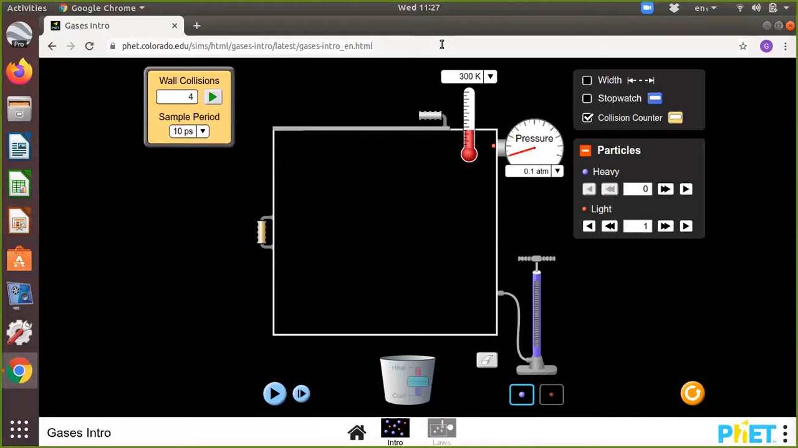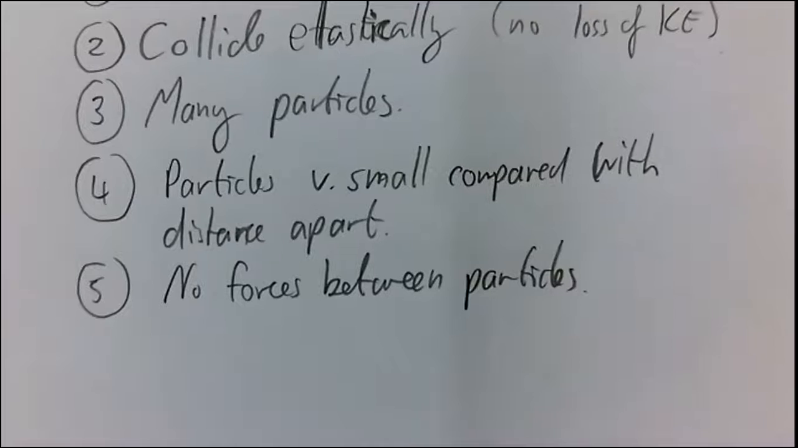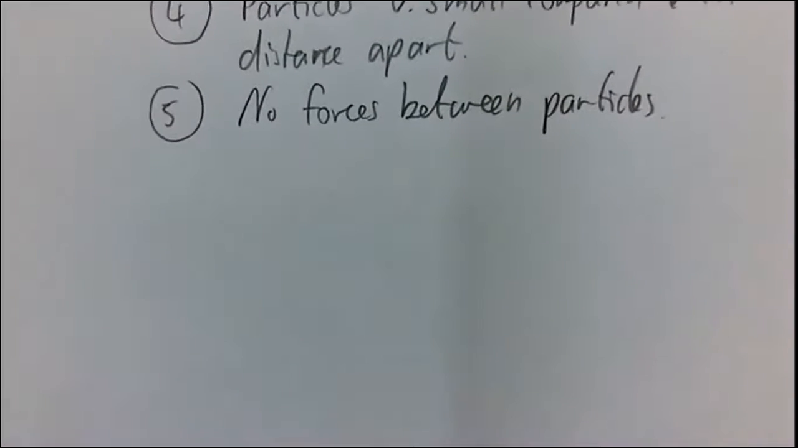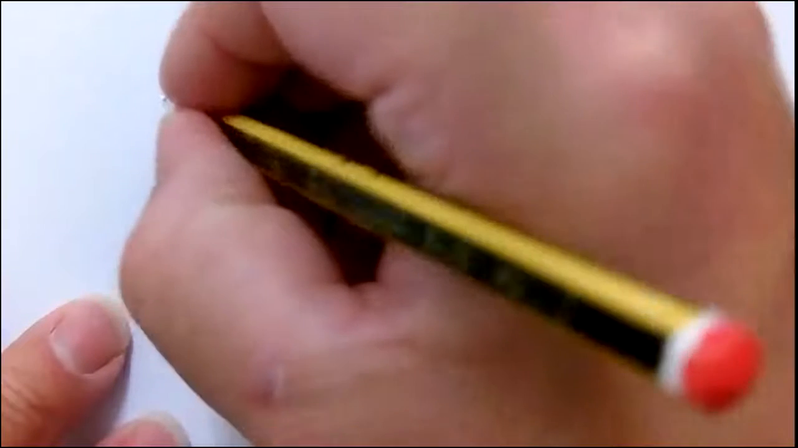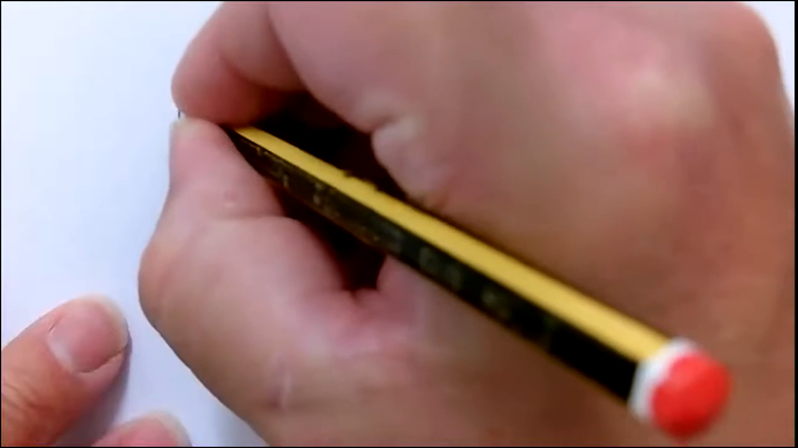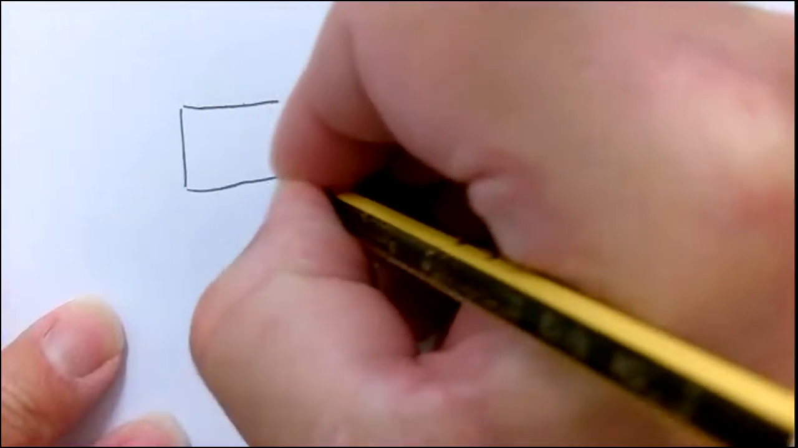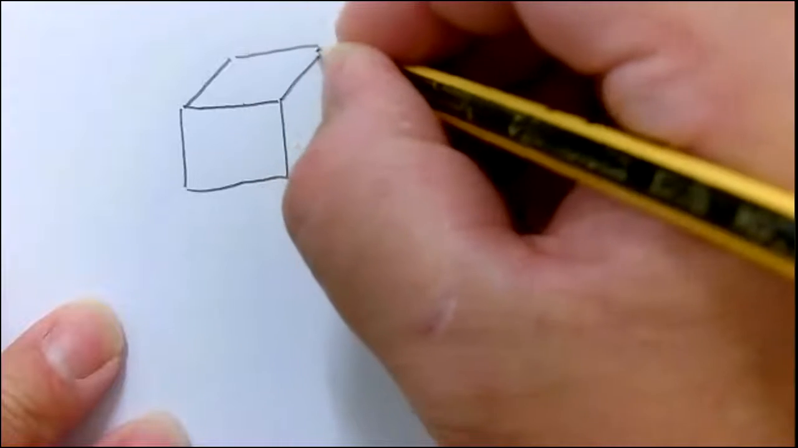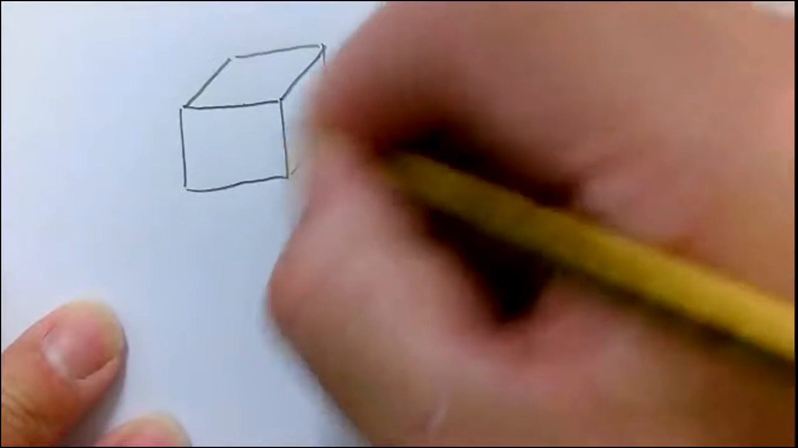So let's see if we can make a bit more sense of that. So the whole idea is that we need to consider the behavior of the particle as if it's in a box. So obviously we live in a three-dimensional universe. So let's imagine we've got a box like that, and like that.